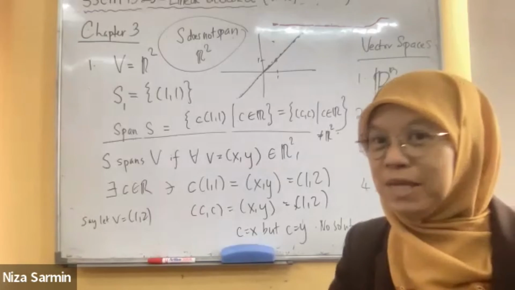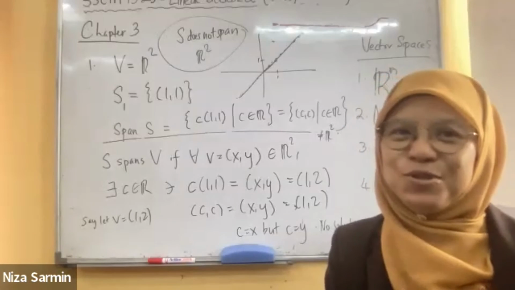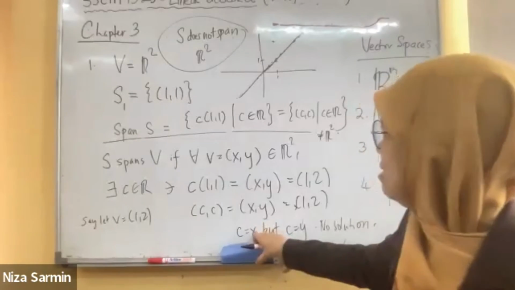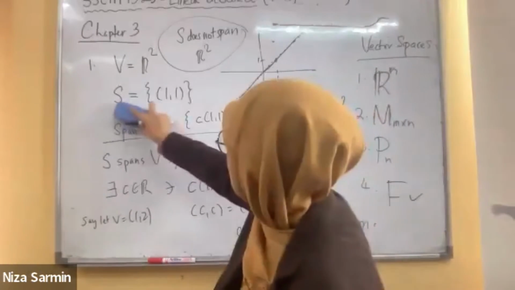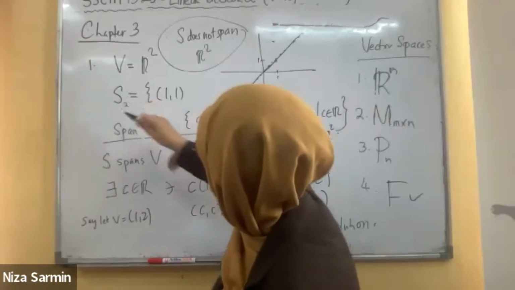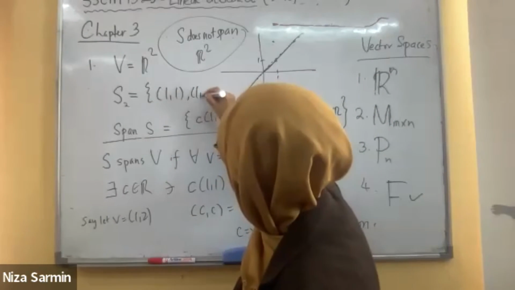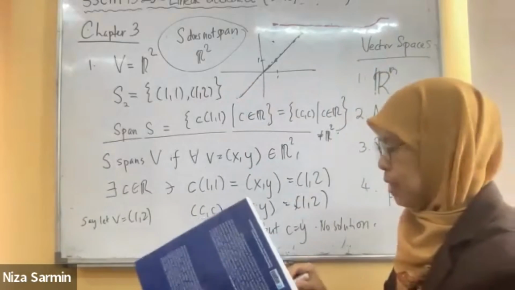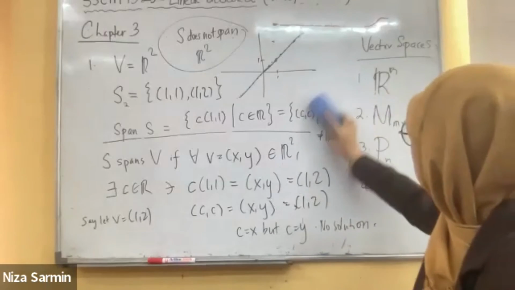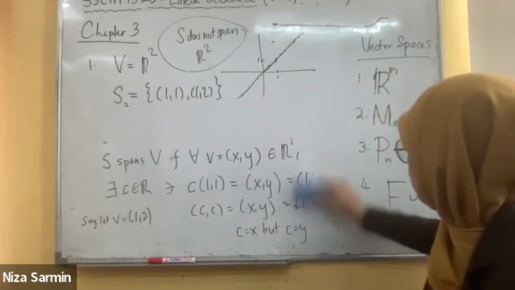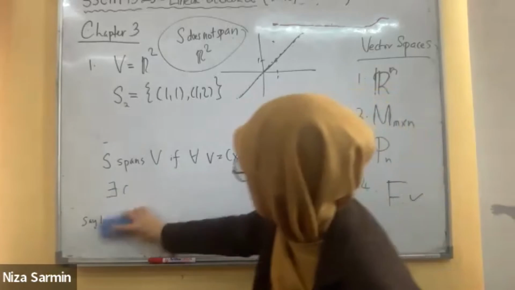Because I showed you the minimum number of vectors, you don't really see it. After this, I will show you, like I said, a better example. I call this S2, yeah? S2 with (1, 2). Okay? Now, okay.